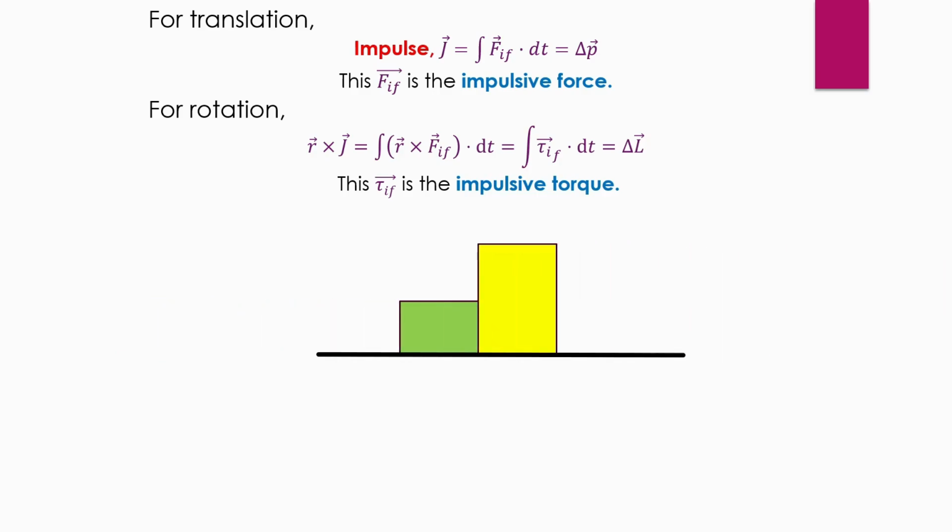Now we consider the collision of two blocks. Then obviously we can say the normal force which is acting between the two blocks will become impulsive because it is acting for a very short duration of time during the collision only.